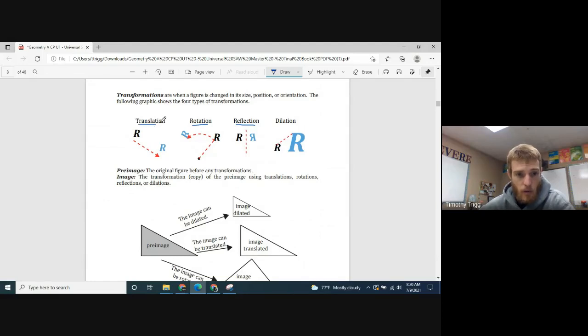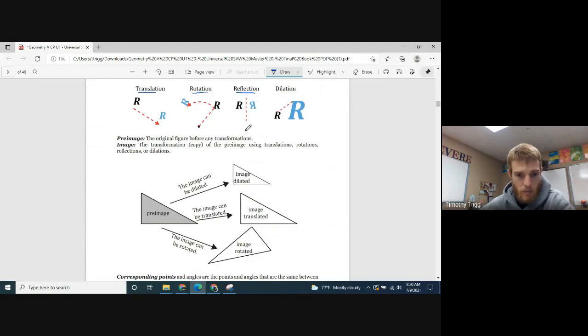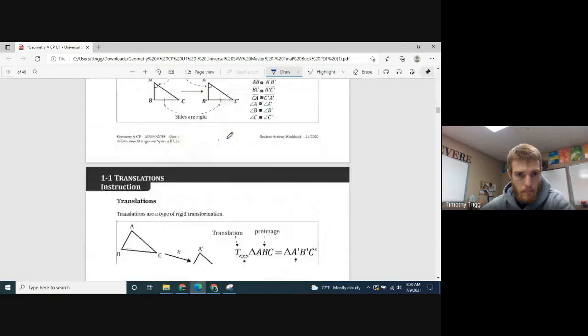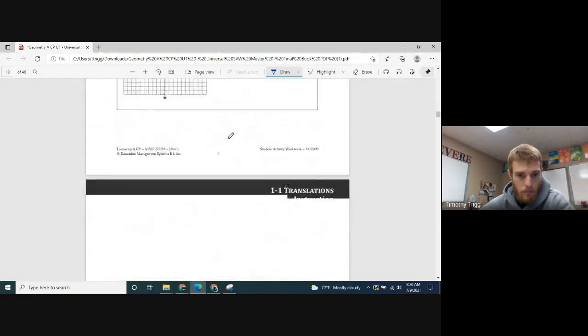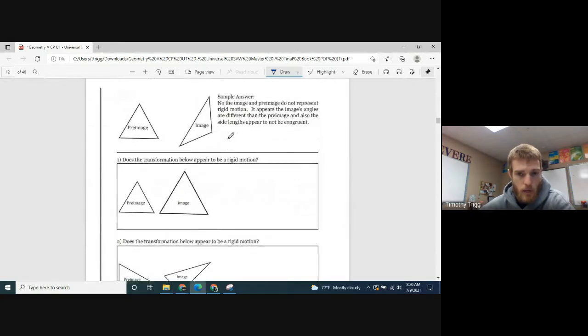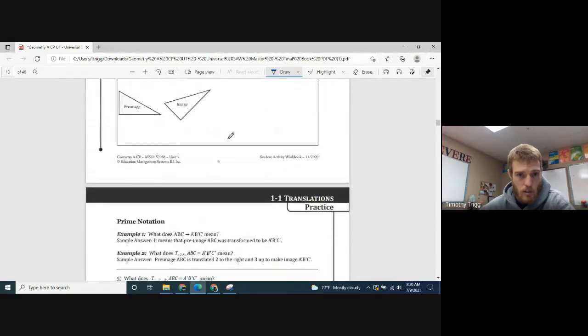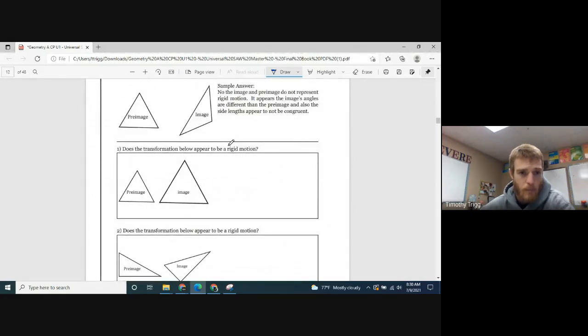And they also are called rigid motion. So all 3 of these are considered rigid motion. Because they don't change size, they don't stretch, they don't change the shape. So we call these rigid motions. So translation, rotation, reflection, they're all rigid motions. Okay. So let's go down to page 6 and start working on this.